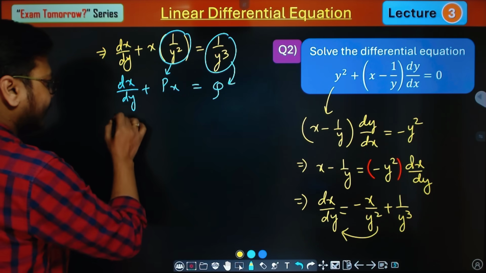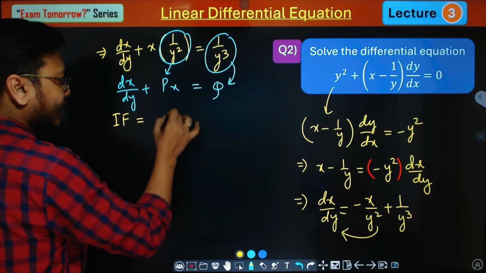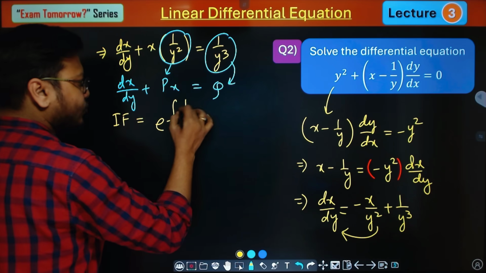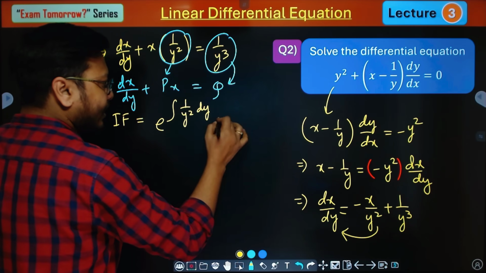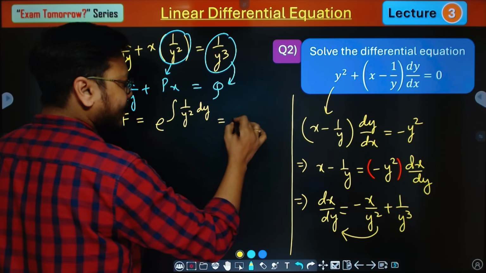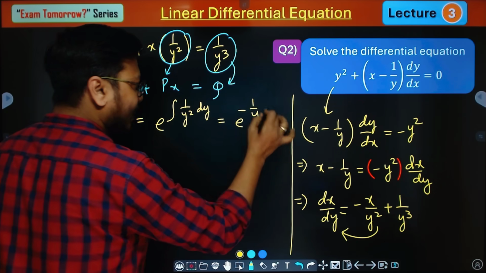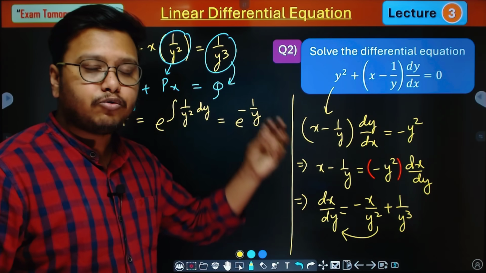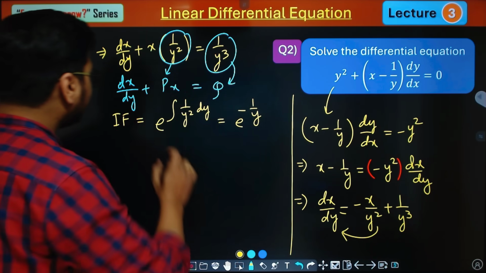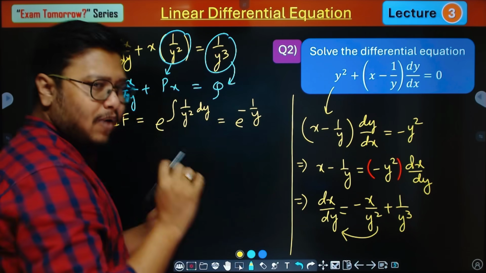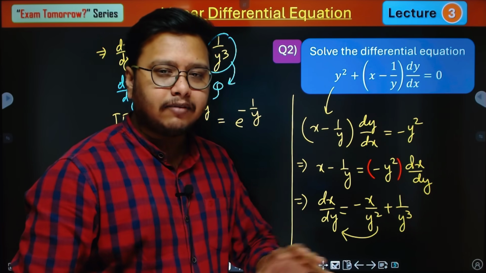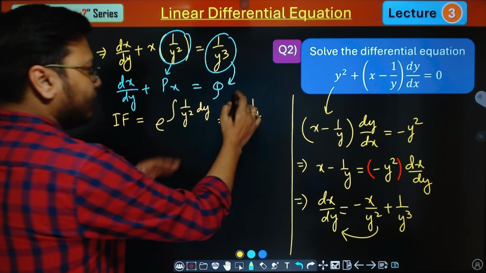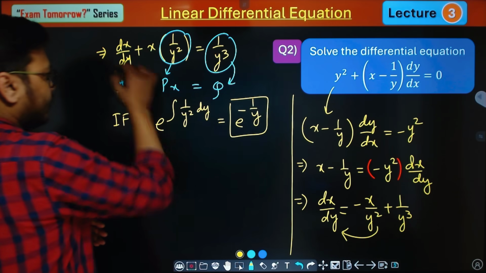Its integrating factor is going to be e to the power integration p dy. So p is 1 by y square dy. If you integrate this, you get e to the power minus 1 by y. So that is your integrating factor. Now we are going to use the direct format of the solution. One line you have to write, it's mandatory, otherwise your marks might get deducted in the exam: multiplying the integrating factor on both sides of this particular equation.